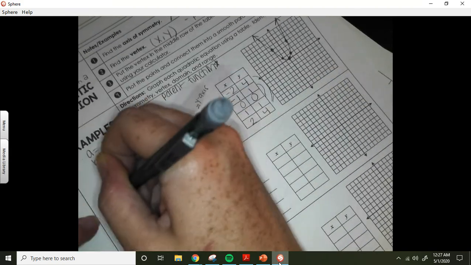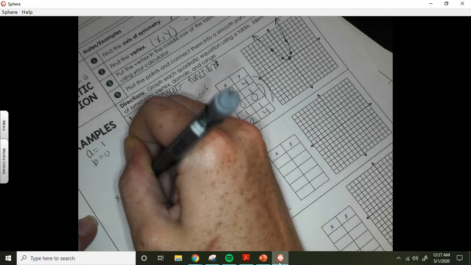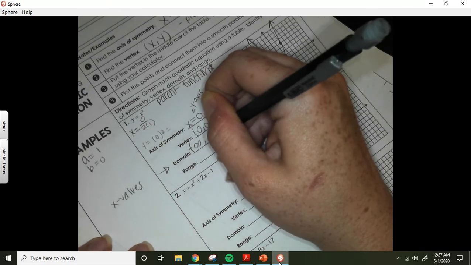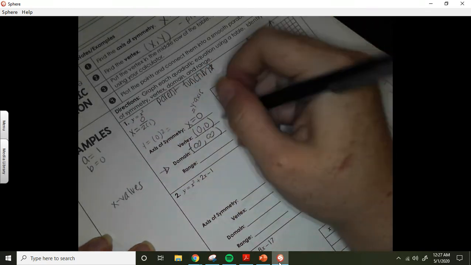Okay, let's answer about the domain and range, and then we'll be good to go. So the domain, remember, is x values. For most all of these, your x values are going to be negative infinity to positive infinity, or you can also write all real numbers.